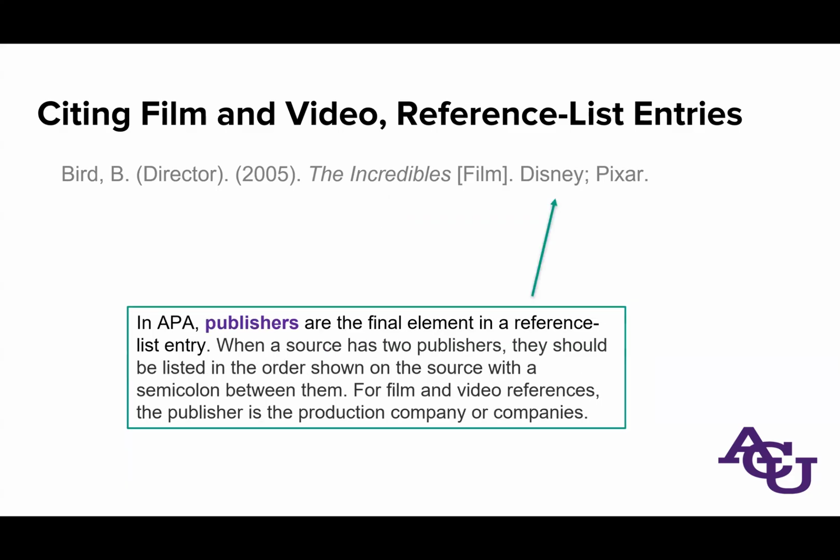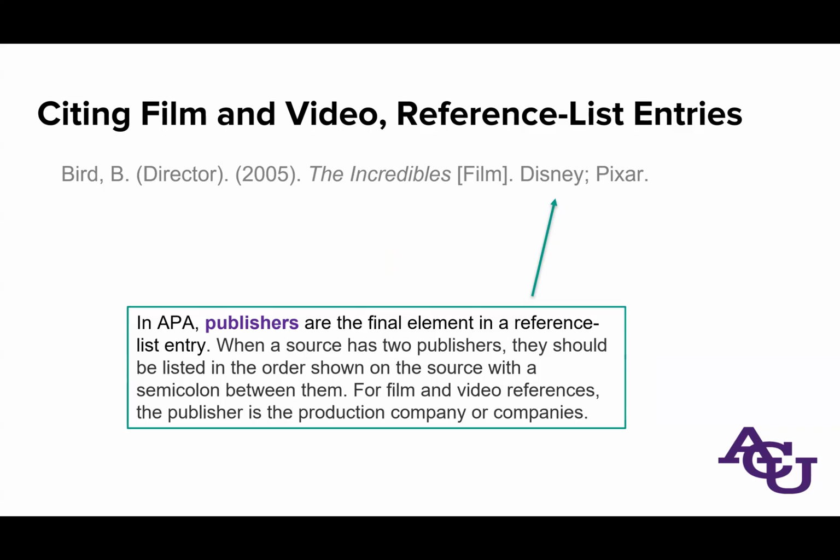So then after the title element, you will include the publisher element. In APA, publishers are the final element in a reference list entry, again, unless you need to include a URL depending on how you accessed the film or video. When a source has two publishers, as this film has two production companies, they should be listed in the order shown on the source with a semicolon between them.